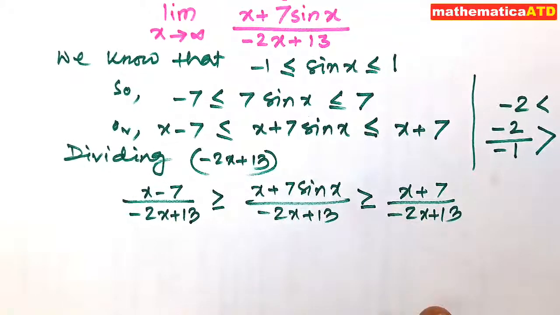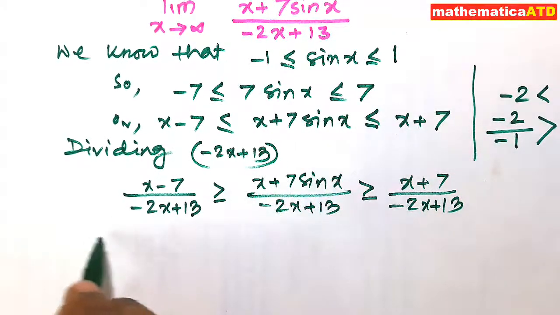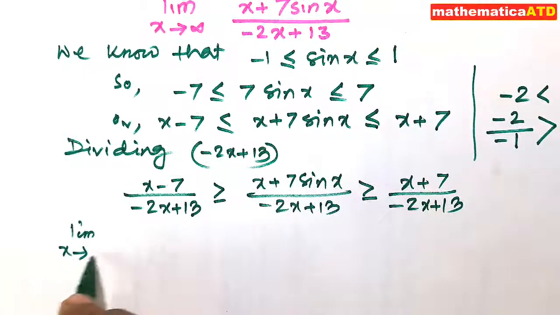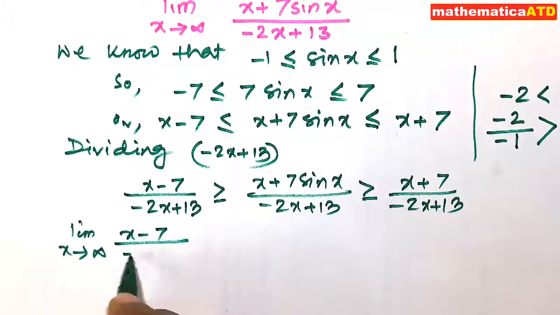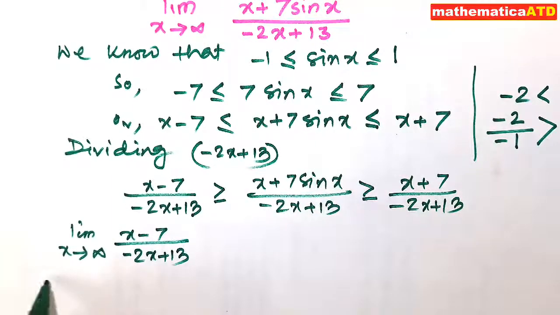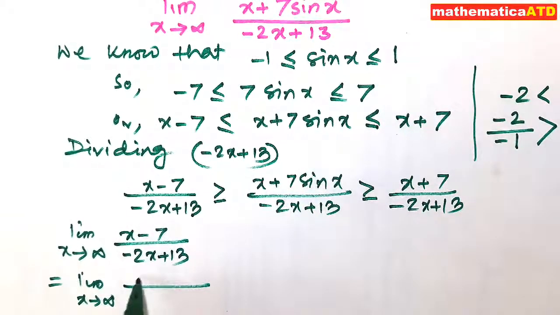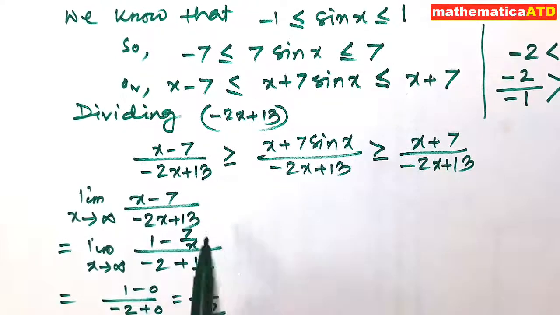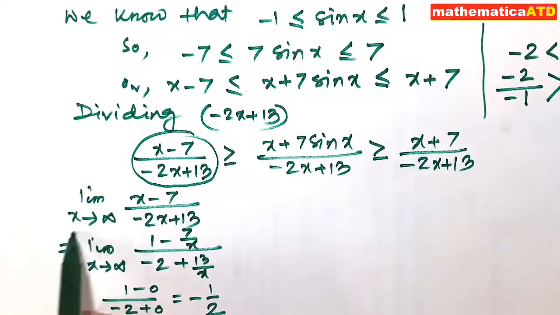Now we shall take the limit on either side. What will happen if we take the limit here? Limit x tends to infinity, x minus 7 divided by minus 2x plus 13. It will be limit x tends to positive infinity, 1 minus 7 by x divided by minus 2 plus 13 by x. Obviously if you put the limit here, you will find 1 minus 0 divided by minus 2 plus 0, that is equal to minus half. We have put the limit x tends to infinity here.